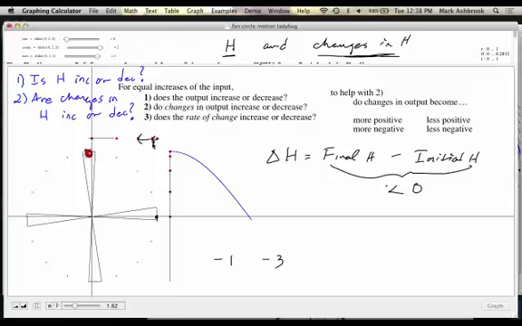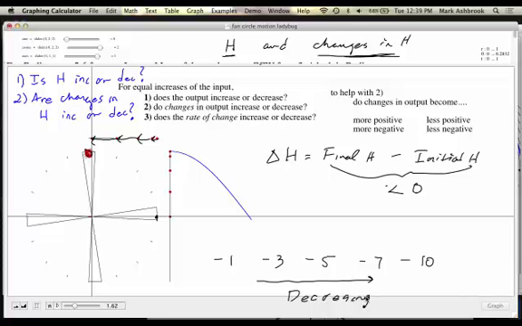So these are negative changes, and they're getting bigger negative. That's like this list of numbers right here. Is that an increasing or a decreasing list of numbers? Decreasing. Okay, got it.